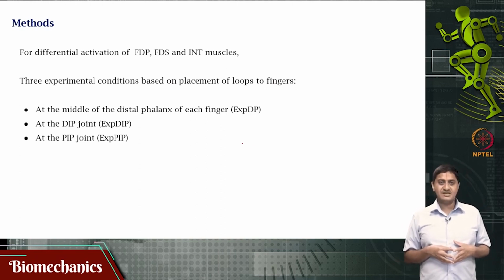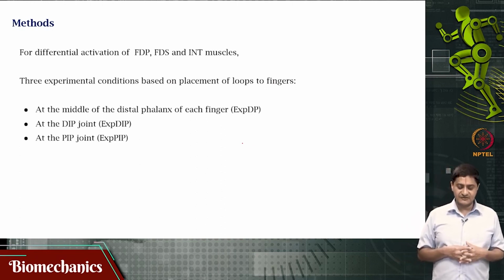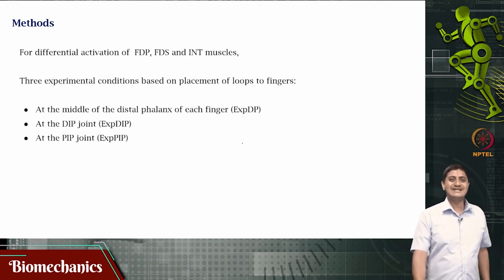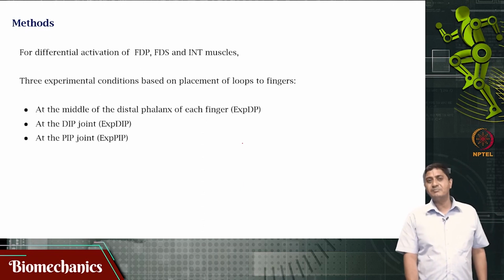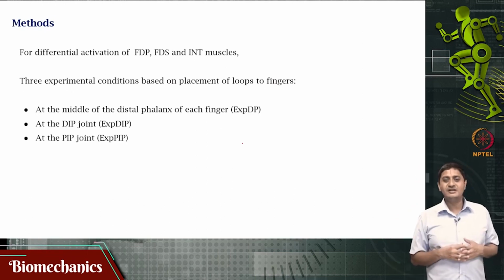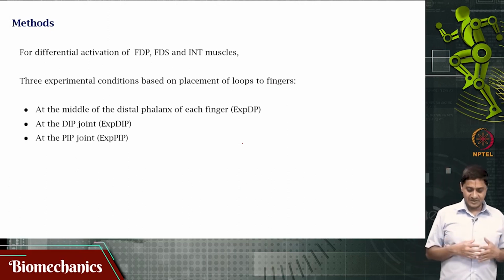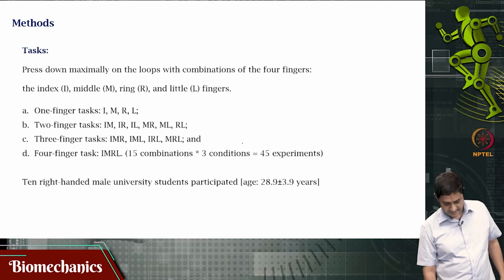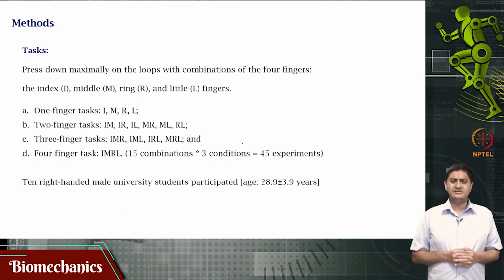I can place the finger such that the middle of the distal phalanx of each finger is going to contribute to force, or at the DIP joint, the distal interphalangeal joint, or at the PIP joint, the proximal interphalangeal joint. Depending on that, different muscles will contribute, and I can study differential muscle contributions to enslavement. This is the idea, or how the muscles differently contribute to this process. They had 10 right-handed university participants in this study.